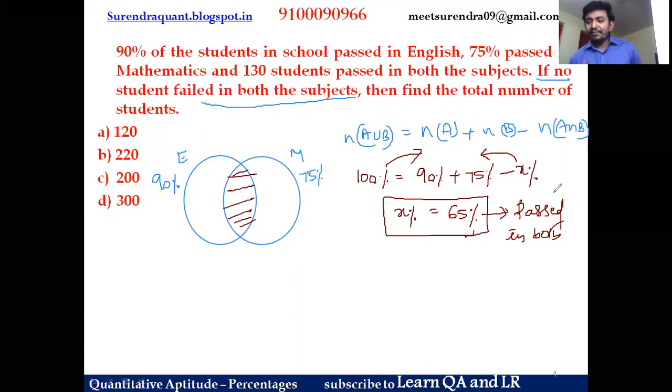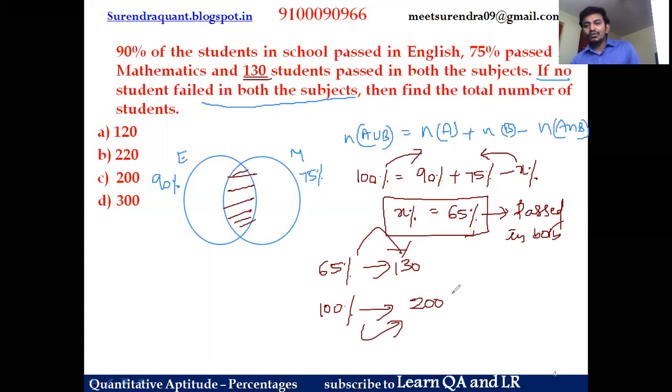So if 65% pass in both, which is numerically 130. So guys, if 65% represents 130, totally what percent of the students will appear for the test? 100% is 1. So 65 twos are 130, 100 twos are 200, so 200 students take the test, and that is option C.